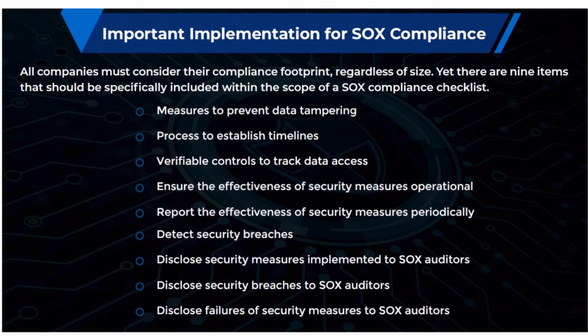Anyway, so that is where we have put down the 9 basic areas which should be included within the scope of a SOX compliance checklist when you're making one for an organization. The number one is measures to prevent data tampering. It could be IT data, it could be financial data. How are you able to show the integrity?